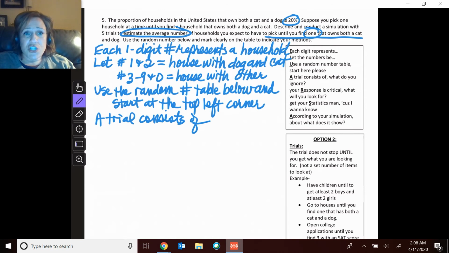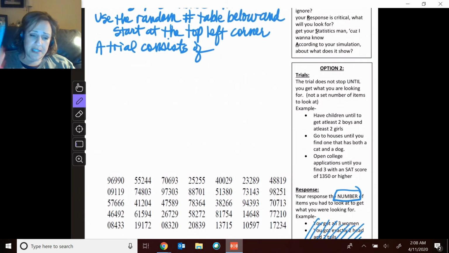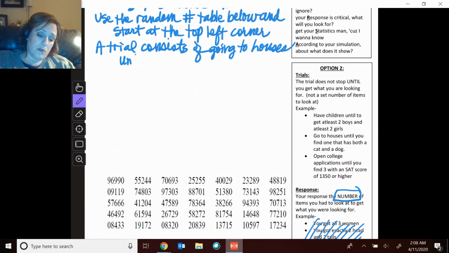All right. So we're going to be estimating the average number of households you expect to have to go to until you find one that has the cat and the dog. So my one-digit numbers are a household. 20%, I just needed the one-digit numbers. So I did 1 and 2 are a house with a dog and a cat, and the rest are the others. So what's my trial going to consist of? My trial consists of going to houses until I find one with a dog and a cat.